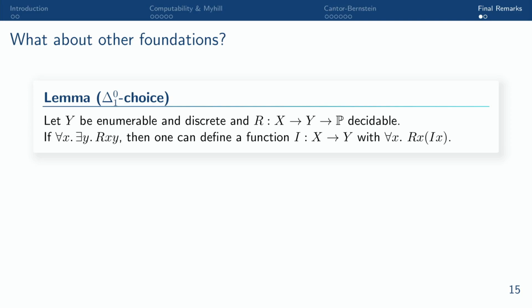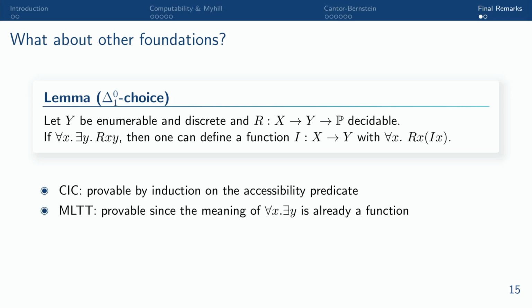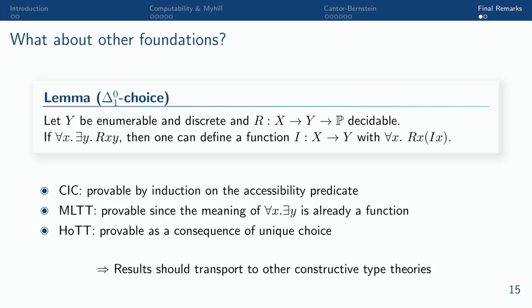And as I said, this is provable in Coq by induction on a so-called accessibility predicate. An equivalent formulation of this Delta 0-1 choice can be found in Coq's standard library. But also in other constructive type theories, like Martin-Löf type theory, it is provable because there the meaning of a for-all-exists statement is already a function. And also in homotopy type theory, it is provable as a consequence of unique choice. So we would claim that our results are not only provable in Coq as we did it, but also in other constructive type theories.